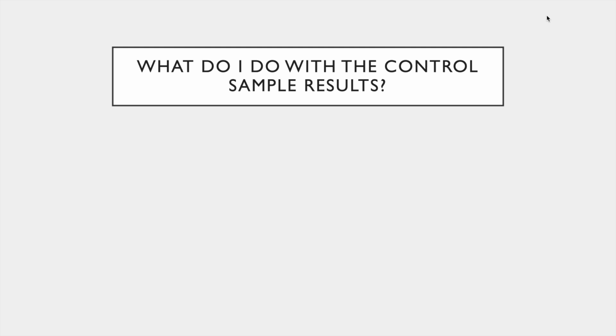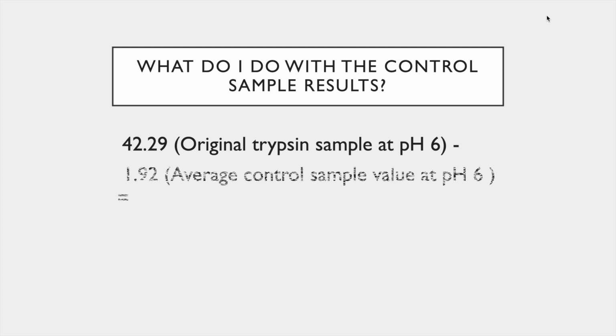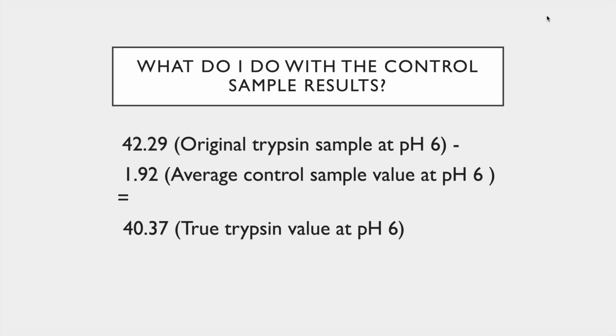So first, I can take any control sample, but just to show an example, I'm going to use one sample at pH 6, which is my original trypsin sample. I'm going to subtract that against the average for the control samples at pH 6, and that is going to give me the true trypsin value for a sample at pH 6. I can do this for any sample at any pH to get the true value.